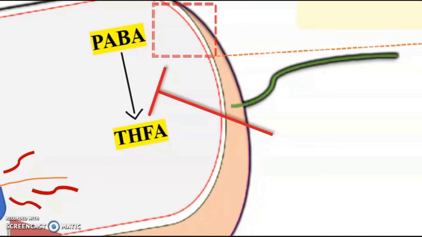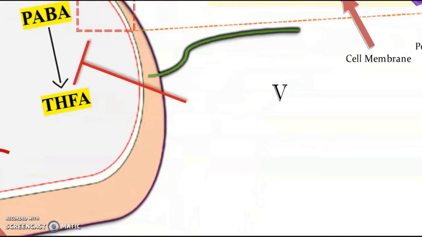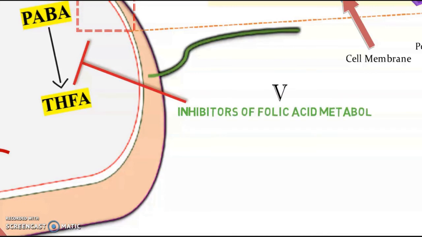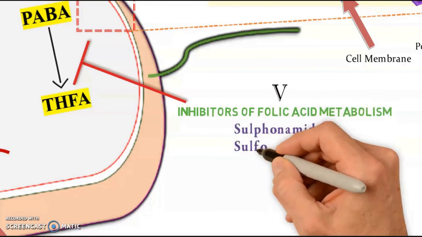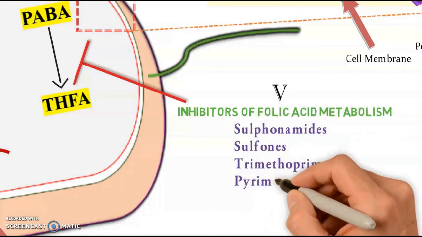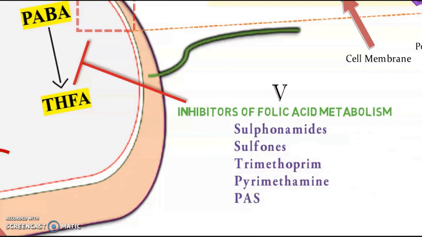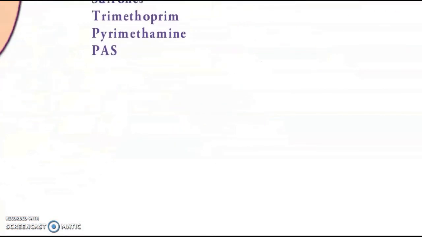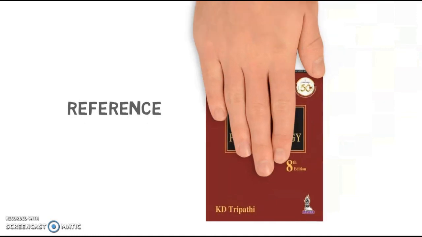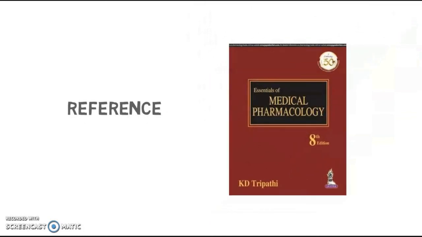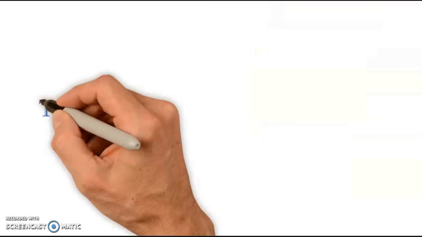Moving on to the last category of drugs, which is the fifth category, the drugs which act by inhibiting the synthesis or metabolism of folic acid. The examples include sulfonamides, sulfones, trimethoprim, pyrimethamine, and para-aminosalicylic acid. So that's all, folks. So these are the examples of antibiotics and how you can remember the mechanism of action in a brief manner.